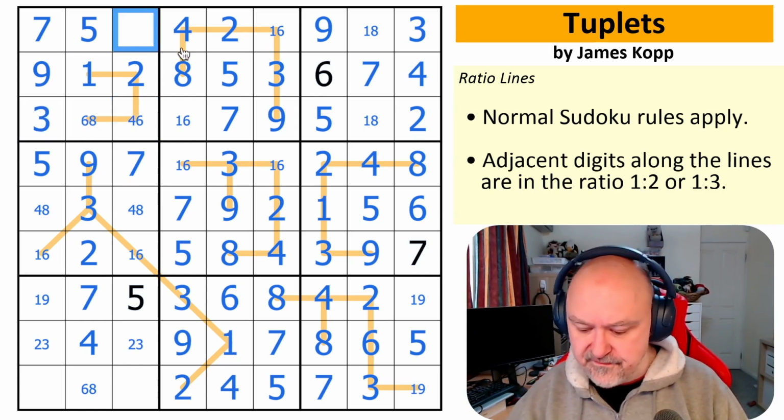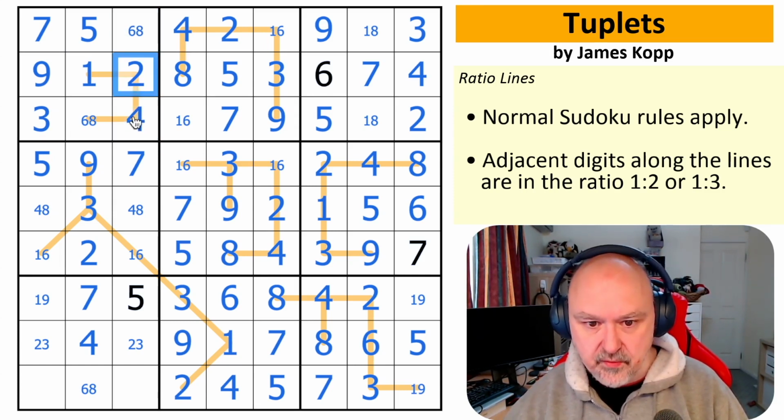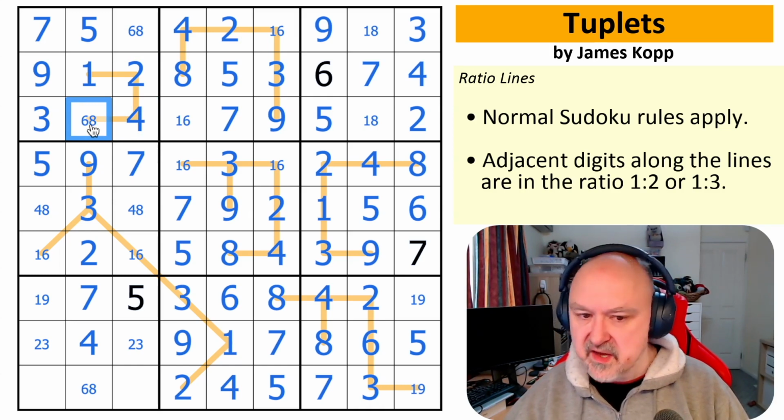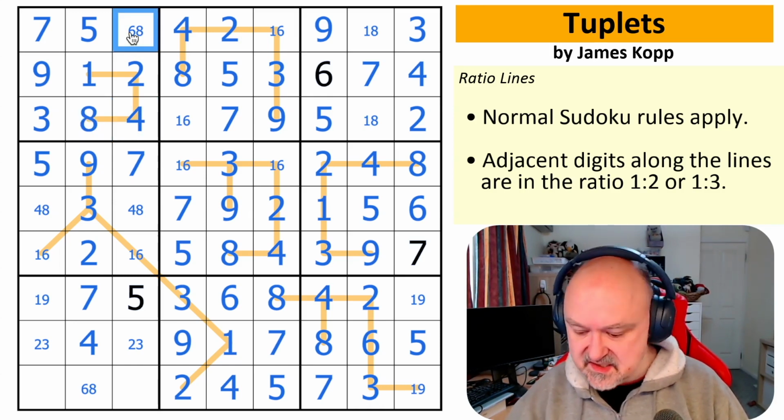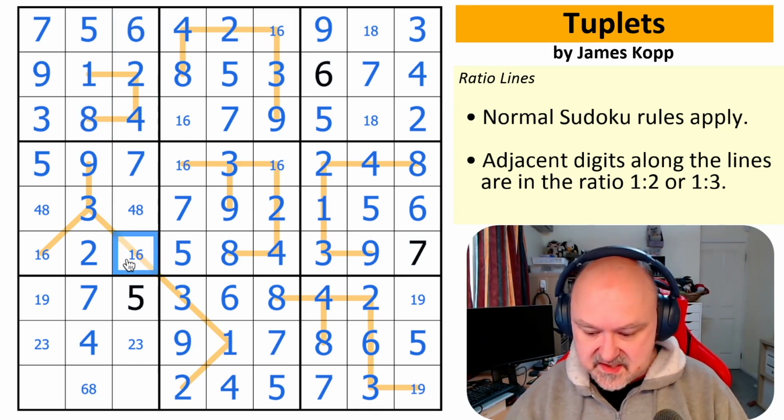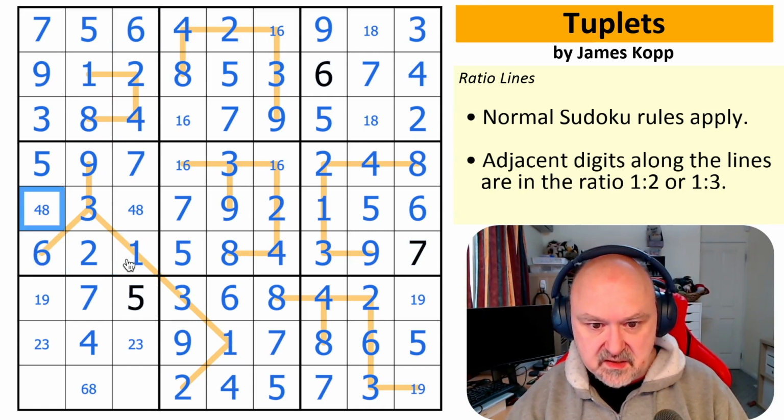So these are 4, 6, and 8. I can't put 4 there. That's a 6, 8 pair in the box. So that becomes a 4. 4 can't go next to 6. So this is the 8. This is the 6. That makes this the 1 and this the 6.